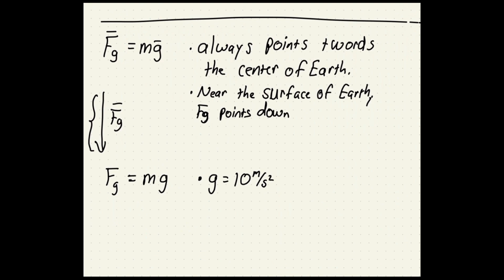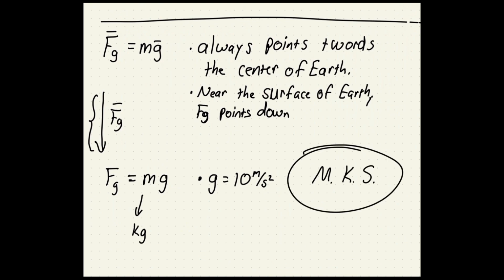You can kind of think about it, well, what does mass have units of? Well, in our physics system that we use for mechanics, we use the MKS system, which stands for meters, kilograms, and seconds. The MKS system, we like to use kilograms. So when we talk about mass, we use kilograms. There are other systems that we could use.